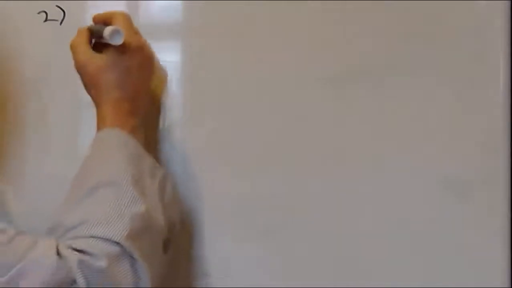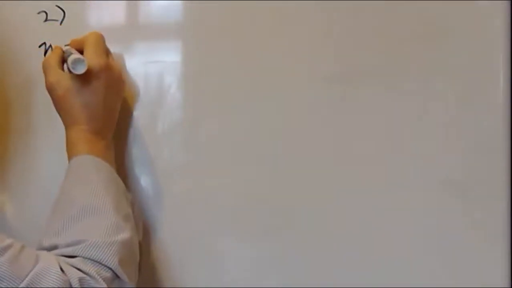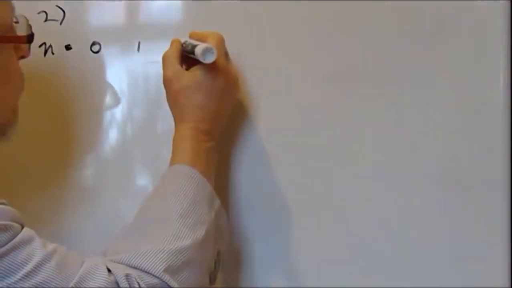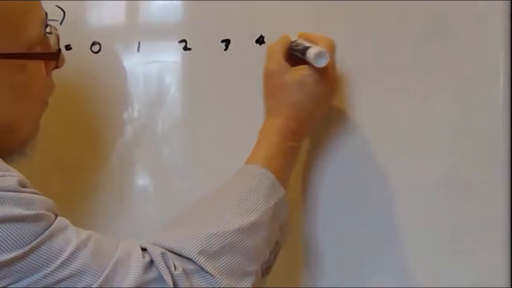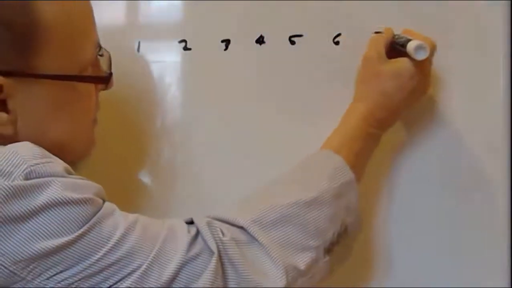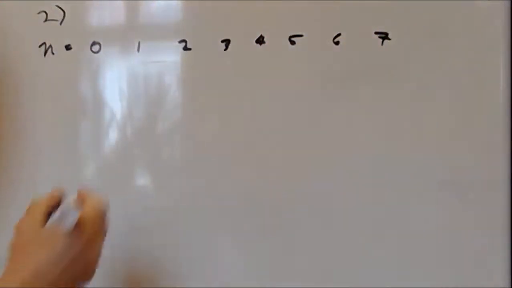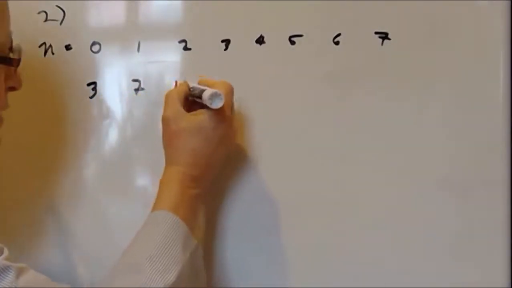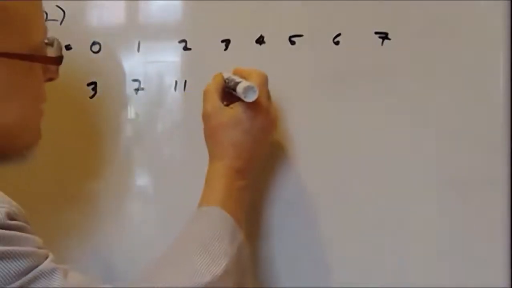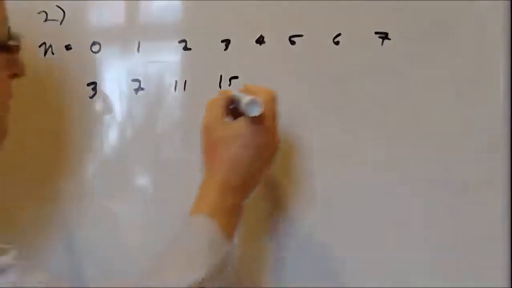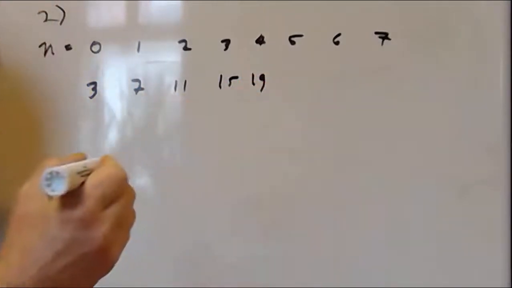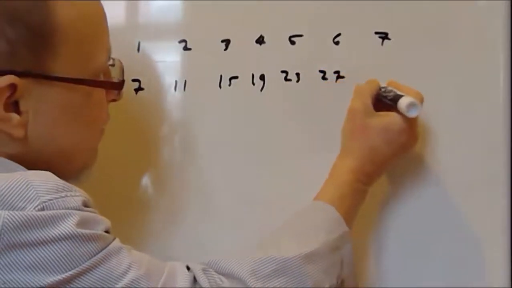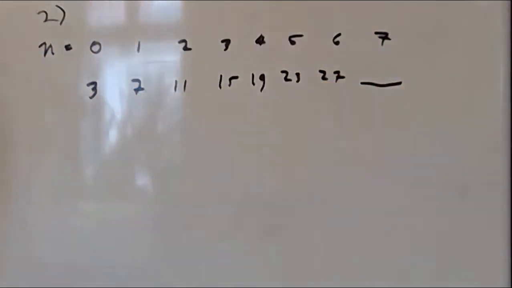So let's do that. So we have n is equal to 0, 1, 2, 3, 4, 5, 6, 7. So we're going to do 7 numbers. And we start at 3. We go 7. Next number is 11. Next is 15. The next is 19. The next is 23. The next is 27. And this is the one we want to predict.